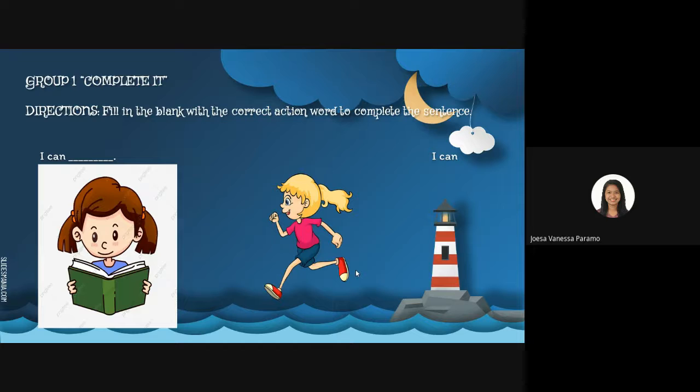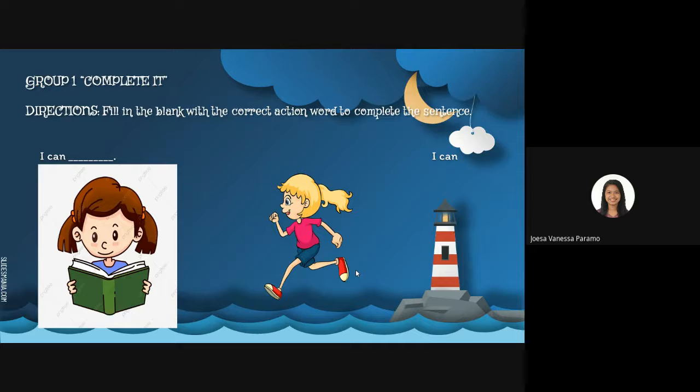Now, we're going to have a group activity. I will group you into four groups. Each group will have an activity card. Is it clear? Okay. For group one, complete it. The direction is fill in the blank with the correct action word to complete the sentence.